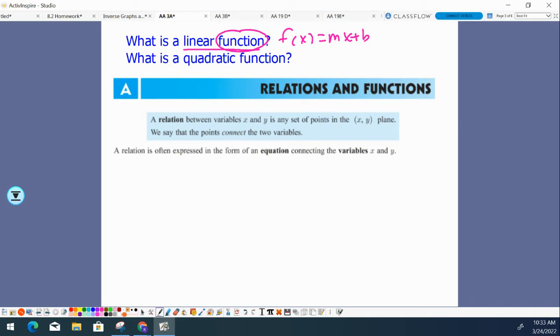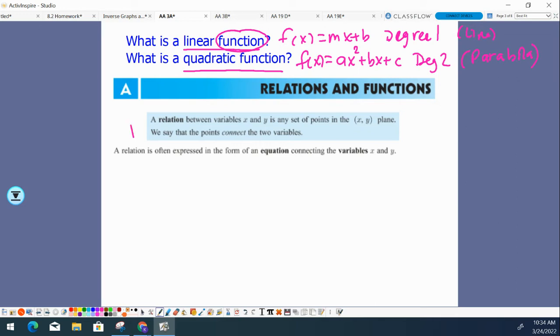So the key for a linear function, it must be degree 1, and that's just going to be your line. The graph will just be a line. Quadratic function, that's degree 2. So f of x equals ax squared plus bx plus c. That's degree 2, and that's what we just finished in chapter 2. That's your parabola. So these are just kind of your introduction into functions.